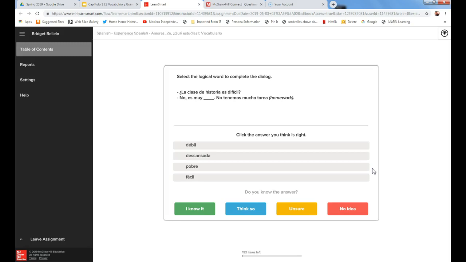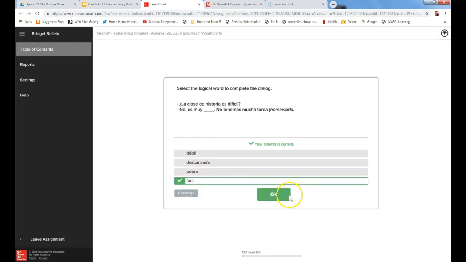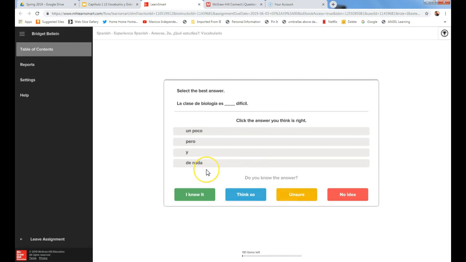So la clase, select the logical word to complete the dialogue. La clase de historia es difícil. So is history class difficult? No, es muy blank. No tenemos mucha tarea. No, we don't have a lot of homework. So débil would be weak. Descansada, pobre is poor. Fácil, so maybe you know it, maybe you don't, doesn't matter. So let's just say I think so. Right, so the opposite of difícil is fácil. Correct.